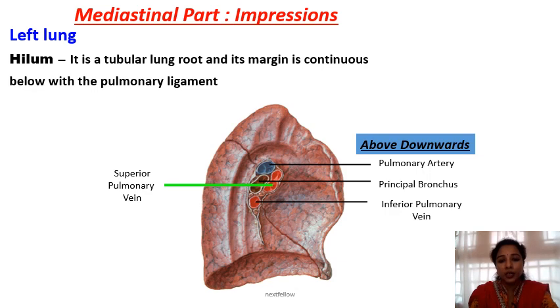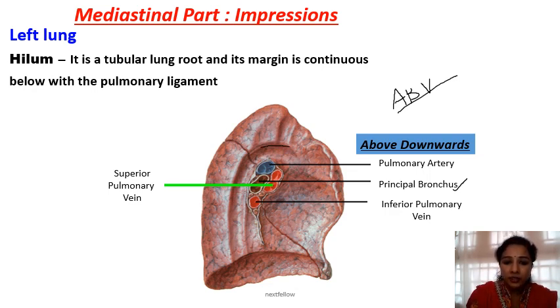Mediastinal relations of the left lung from above downwards. In the hilum, instead of Babu, remove the first B. So we have got A, B and V. A for artery, so pulmonary artery from above downwards, then principal bronchus, then inferior pulmonary vein. So there is a single bronchus, principal bronchus, and inferior pulmonary vein. This is the abbreviation to remember the structures passing through the hilum.